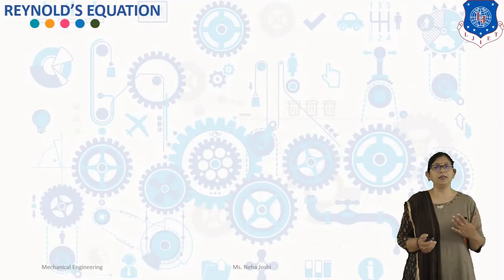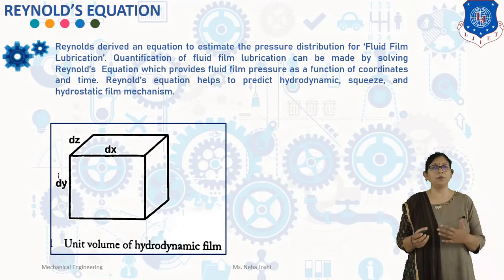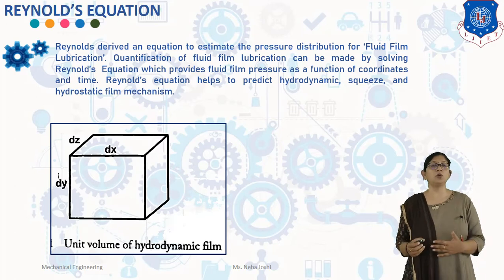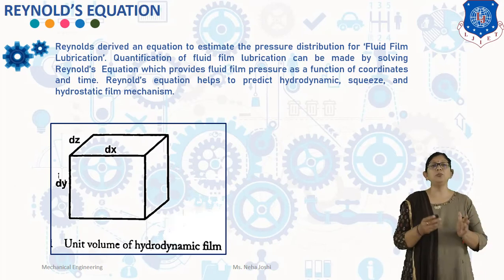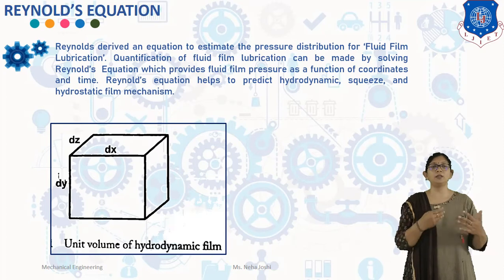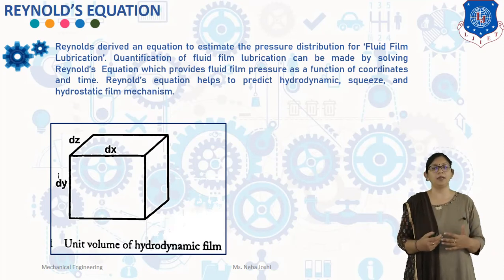In 1886, Reynolds derived an equation to estimate the pressure distribution for fluid film lubrication. Quantification of fluid film lubrication can be made by solving the Reynolds equation, which provides fluid film pressure as a function of coordinates and time. The Reynolds equation helped to predict the hydrodynamic, squeeze and hydrostatic film mechanisms.